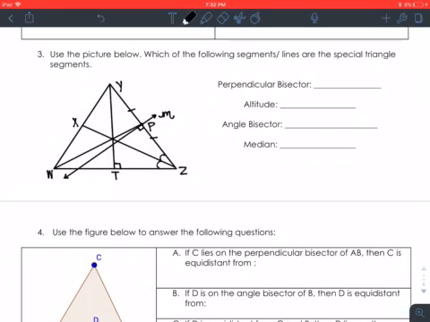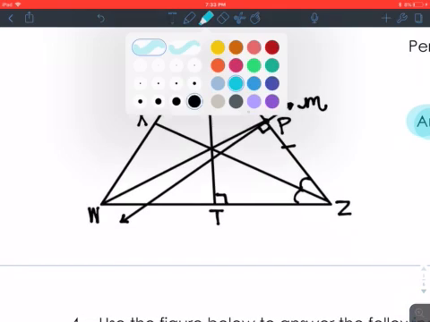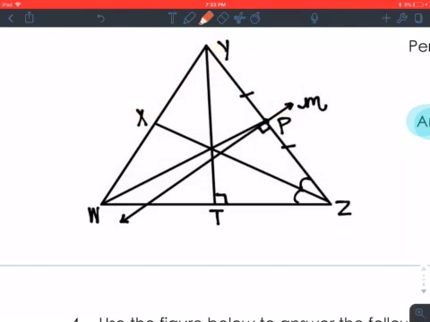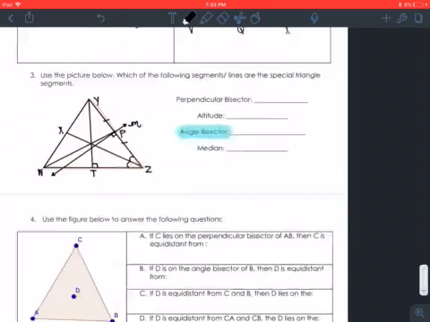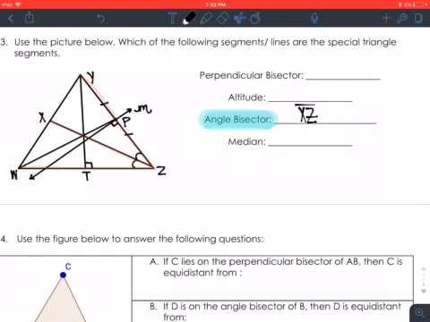Only this time you have to look at the notations. So it says, use the picture below, which of the following segments or lines are the special triangle segments? So I'm actually going to start with an angle bisector because I think that's probably one of the easiest ones to detect, and it's because you have to be given that the angles are congruent. So if you look here, I'm going to look at this angle YZW. And if you notice that this segment right here is splitting that angle into two congruent angles, that means that segment XZ is my angle bisector.